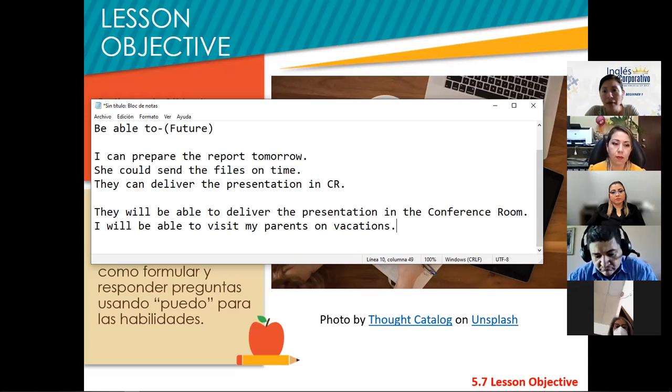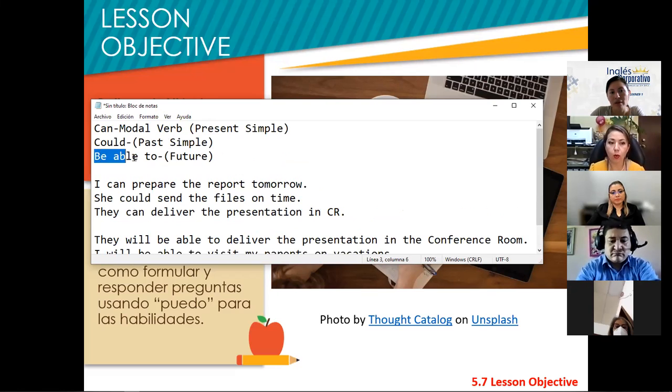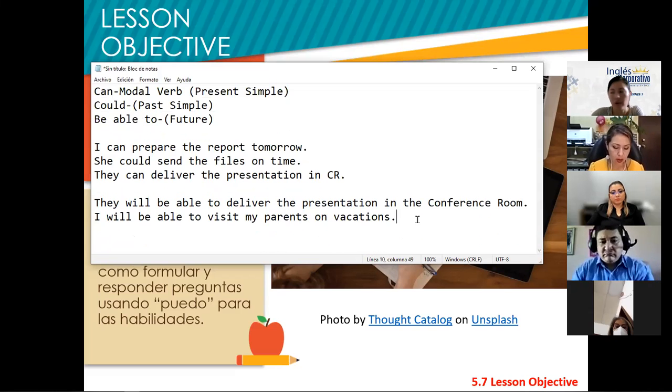Pero yo le puedo decir, hey, don't worry, I'm able to. Yo te puedo ayudar, I'm able to help you. Yo tengo libres ahora, so I can help you. Or I'm able to help you, right? Entonces, solamente es la forma, ¿verdad?, que yo tengo para expresarlo por el futuro. No sé si hay alguna pregunta. Estamos bien.